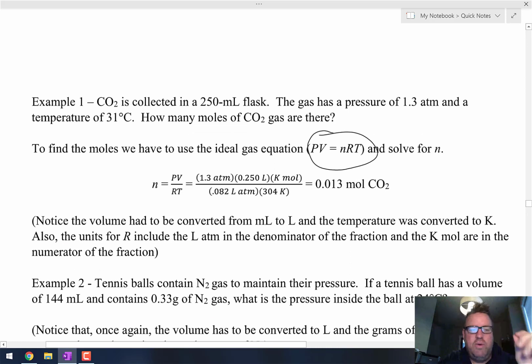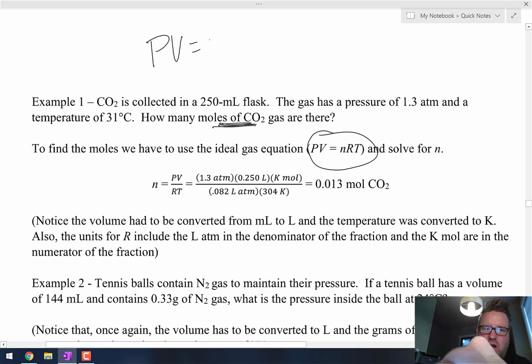So let's do a few examples together to get ourselves comfortable with this. Carbon dioxide is collected in a 250 milliliter flask. The gas has a pressure of 1.3 atmospheres and a temperature of 31 degrees. How many moles of CO2 are there? So they want to know moles.